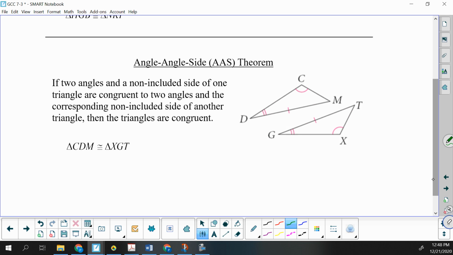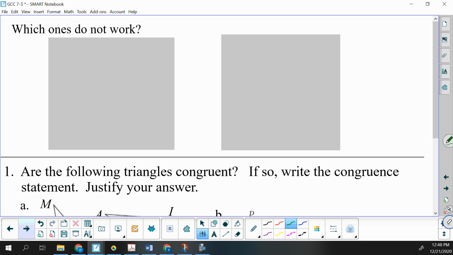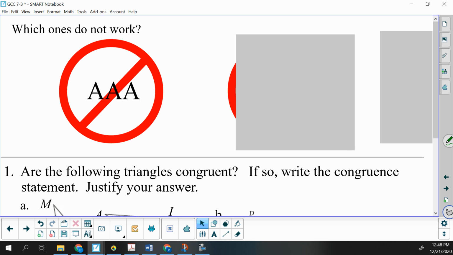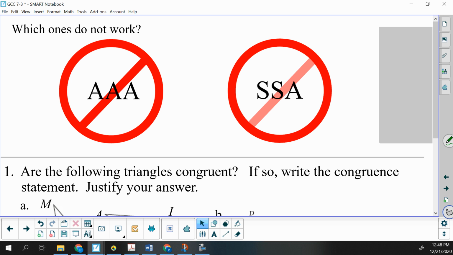If you think of your combos of A's and S's, there's two that we left out that don't work. I'd like you to write them on the gray boxes there. So the first one that does not work is angle, angle, angle. The way I want you to remember that that one doesn't work is if your car breaks down, you have to call AAA, and that is bad. So AAA does not work. Another one that does not work is SSA. So side-side angle does not work. And the way to remember that one doesn't work is if you spell it in the reverse way, your mom might yell at you. So that one's bad as well.